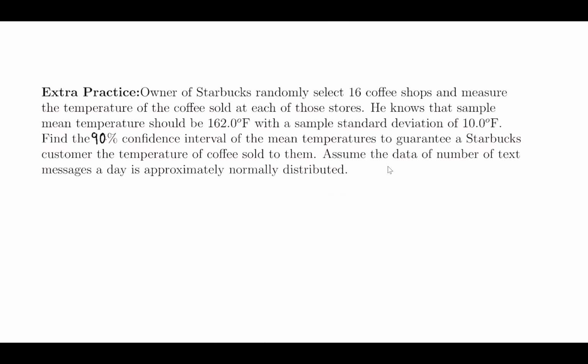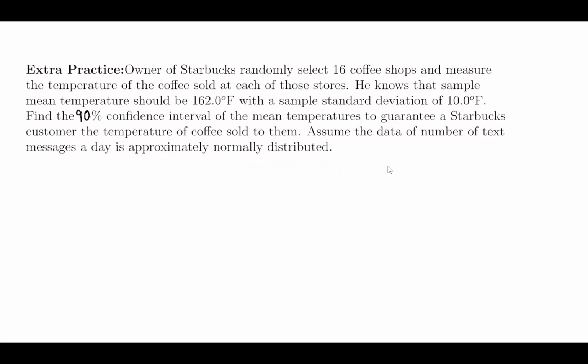So we'll say the owner of Starbucks randomly selects 16 coffee shops and measures the temperature of the coffee sold at each of the stores. He knows that the sample mean temperature is 162 degrees Fahrenheit with a sample standard deviation of 10 Fahrenheit. Find the 90% confidence interval of the mean temperature to guarantee a Starbucks customer the temperature of coffee sold to them. Assume the data is normal. Let's pretend we never saw that.